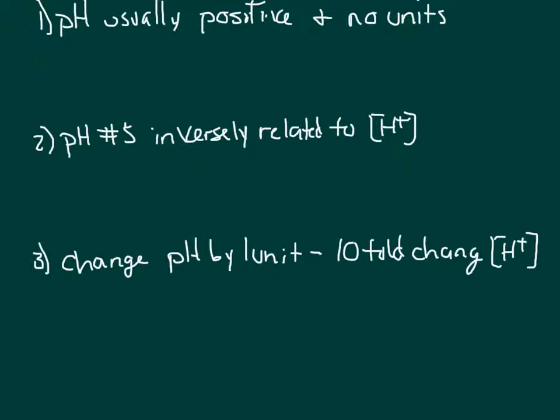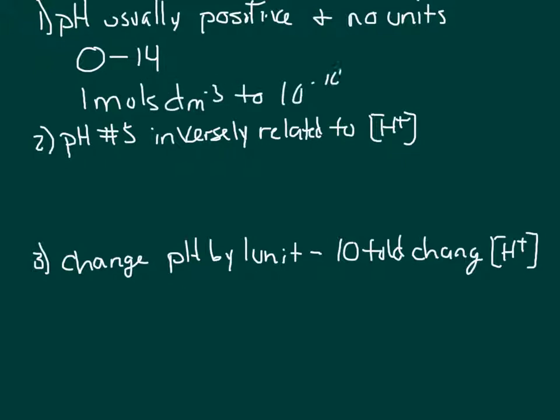There are three things about pH that are held consistent. pH is usually positive and has no units. Now it has the potential to theoretically be infinite, but most acids and bases fall within a set range that you know of being from 0 to 14. These are just values in which to represent the strength or weakness of an acid. If we were to put this into concentration form, we'd have 1 mole per decimeter cubed to 10 to the negative 14th moles per decimeter cubed.